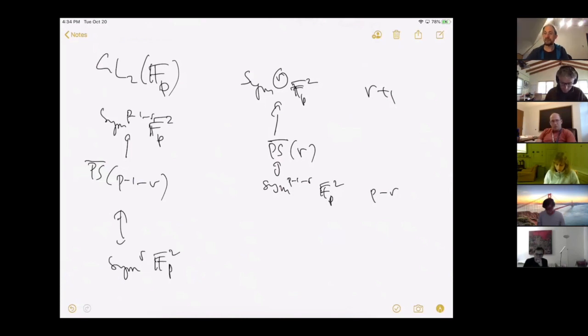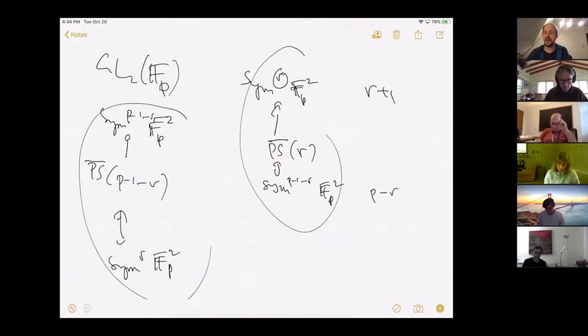The role of R and P minus 1 minus R is swapped. Why is that? So one thing I should say is that in this picture, and so similarly in this picture, the extension is non-split. So these are definitely not the same representation. So how could that be?